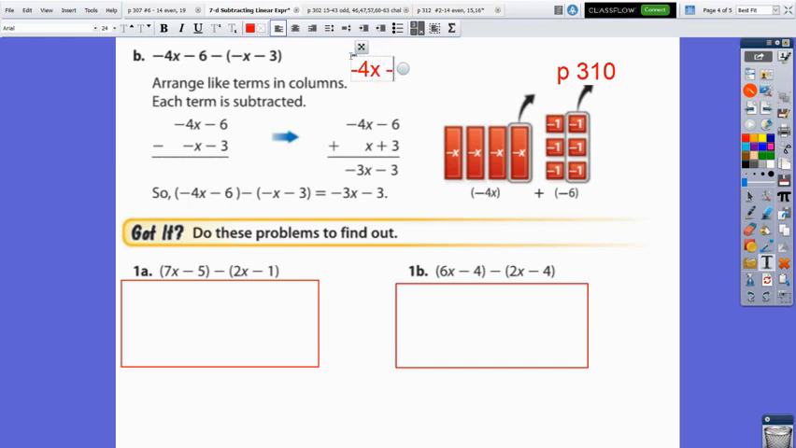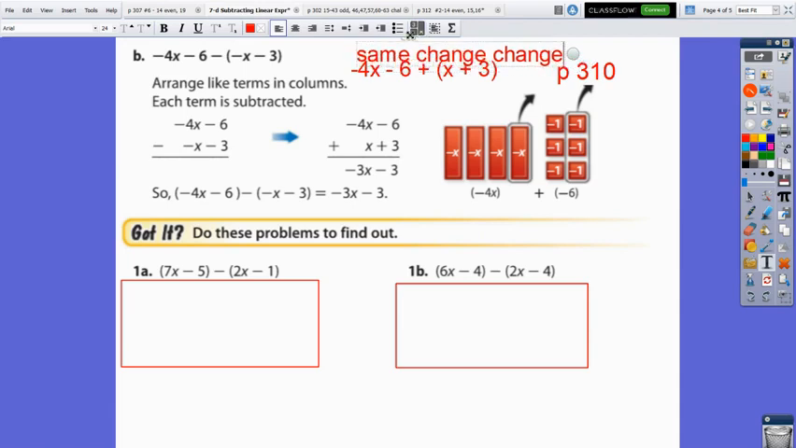So this one is negative 4x minus 6, and instead of subtracting, I'm going to change the subtraction to addition and change the things inside the second expression, which will be in parentheses, okay, has to be in parentheses. These change to their opposite. So it was negative x minus 3, or negative x plus negative 3. Now it's just x plus 3, okay? So this again is same, change, change.